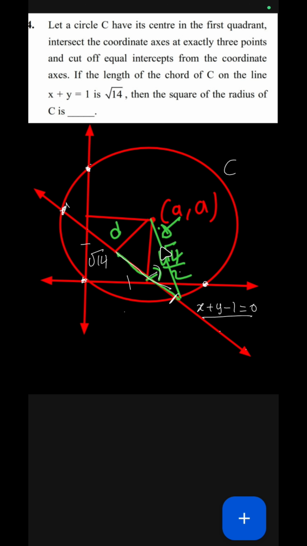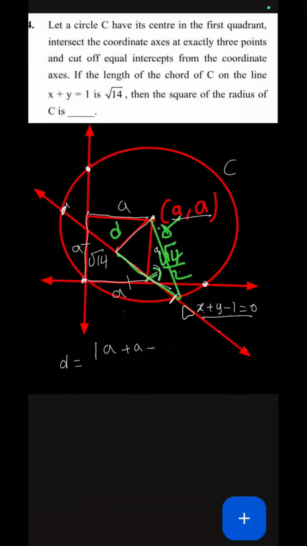What is the square of the radius? Look here, it is some distance a. So the center must be, it is a perpendicular line, so the center must be (a, a). Now next, the distance d is the perpendicular distance from the center to the line x plus y minus 1. So d is equal to the modulus of (a plus a minus 1) whole by the square root of 1 square plus 1 square, which is equal to (2a minus 1) by root 2.